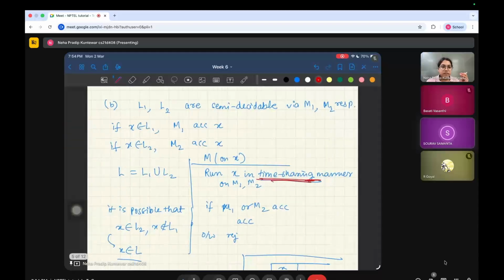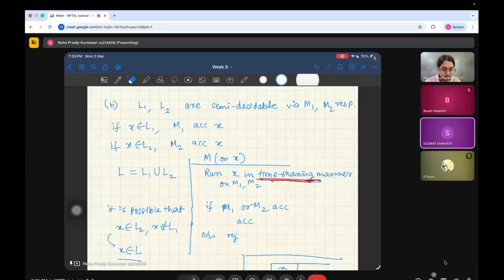I have a question. If a language L and its complement L prime are both recursively enumerable, then both are recursive. How can we prove this?